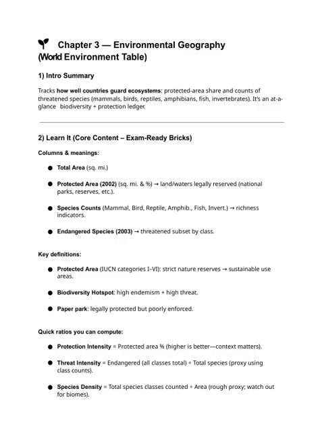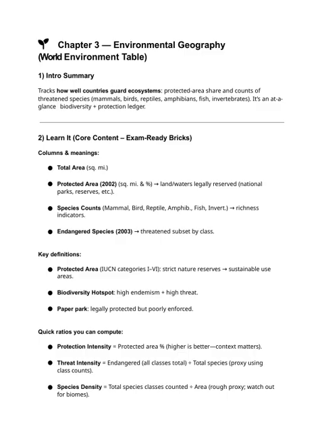It's important to understand some key definitions here. A protected area, according to IUCN categories I through VI, can range from strict nature reserves to areas used sustainably. Biodiversity hotspots are regions with high levels of endemism that are also under significant threat. And remember, a paper park might look good on paper but could be poorly enforced in practice.